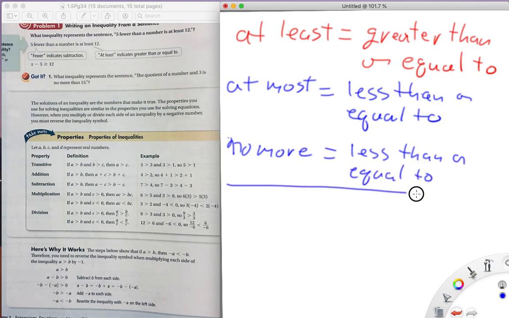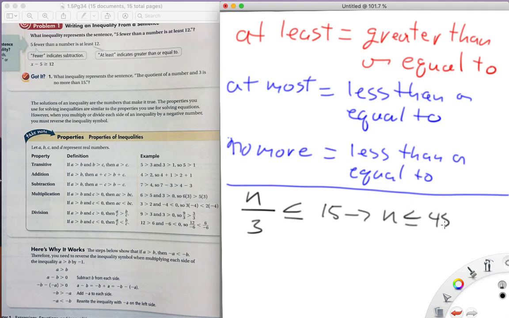So the problem says the quotient. Quotient means to divide. So the quotient of a number and 3 is no more than, so it has to be at the top, less than or equal to 15. Multiply both sides by 3, we get that n is no more than 45. So that would be our answer for number 1.